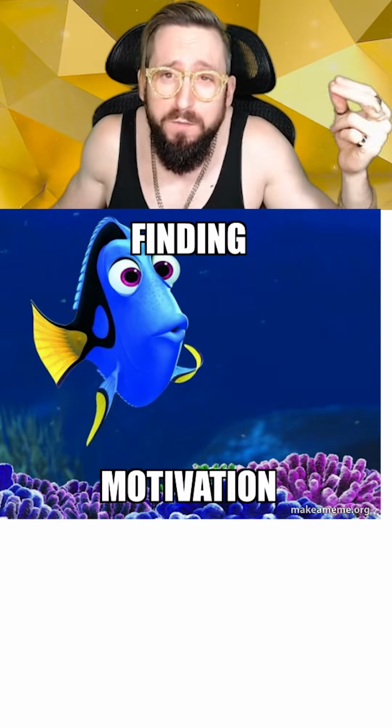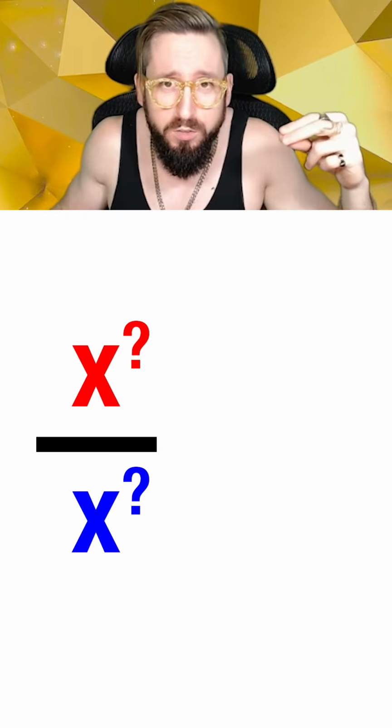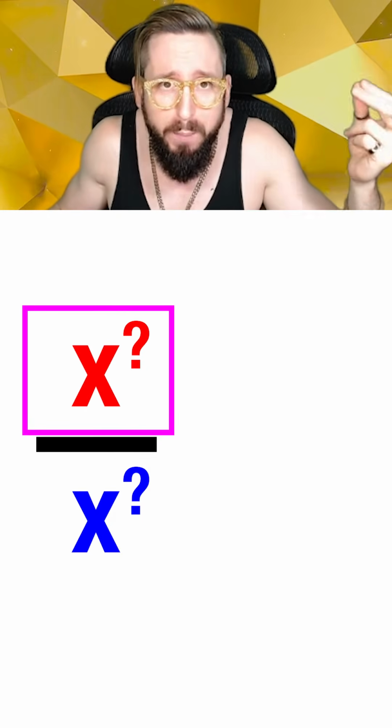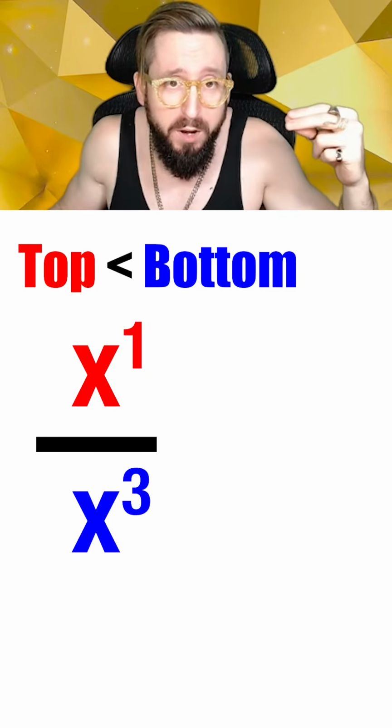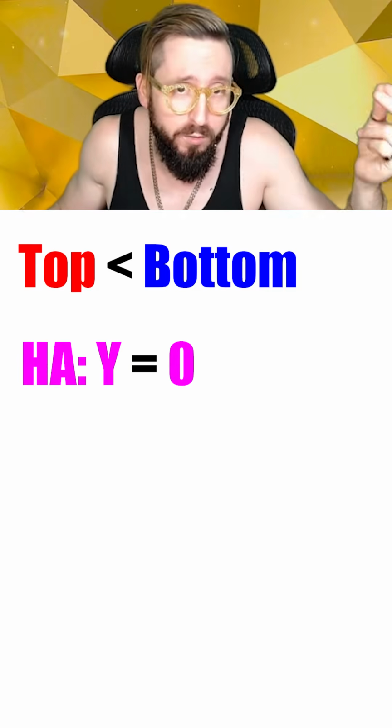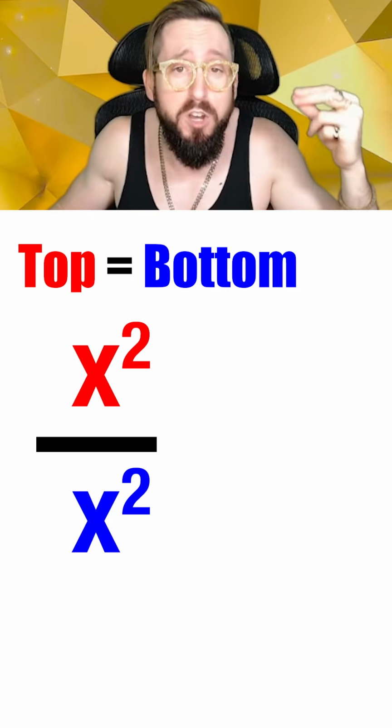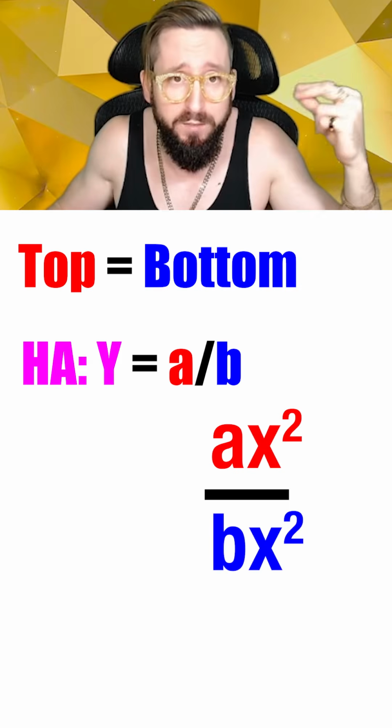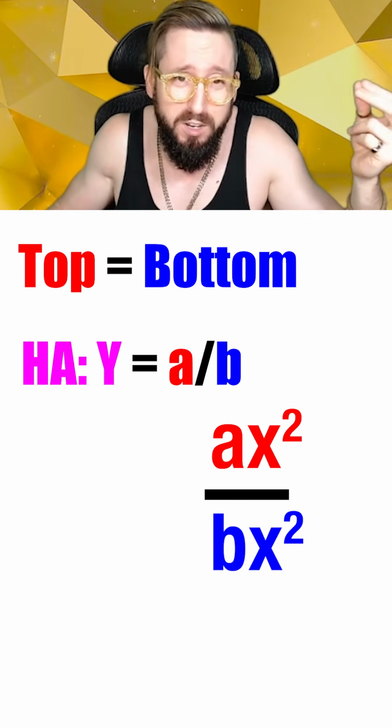So to sum things up, when finding the horizontal asymptotes of rational functions, just look at the highest effective power of x on the top versus the bottom. If the top is less than the bottom, then there is a horizontal asymptote at y equals 0. If the top is equal to the bottom, then there is a non-zero horizontal asymptote that you get by dividing the leading coefficient of the top by the leading coefficient of the bottom.